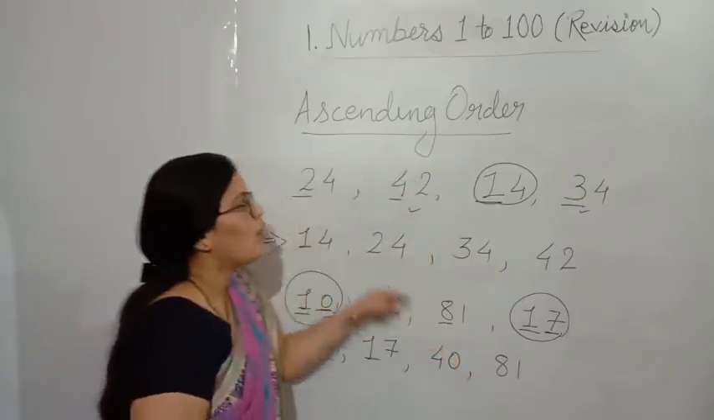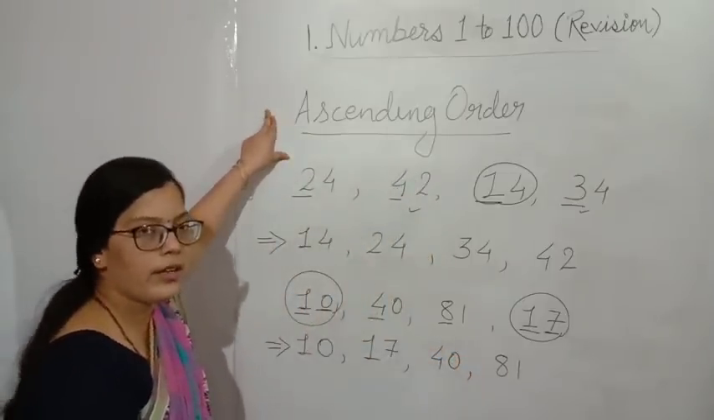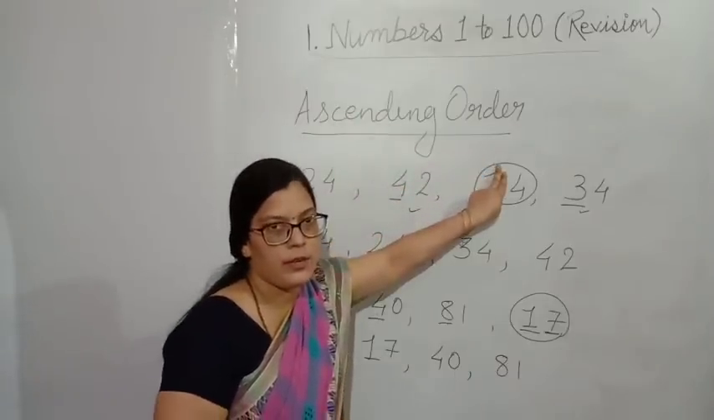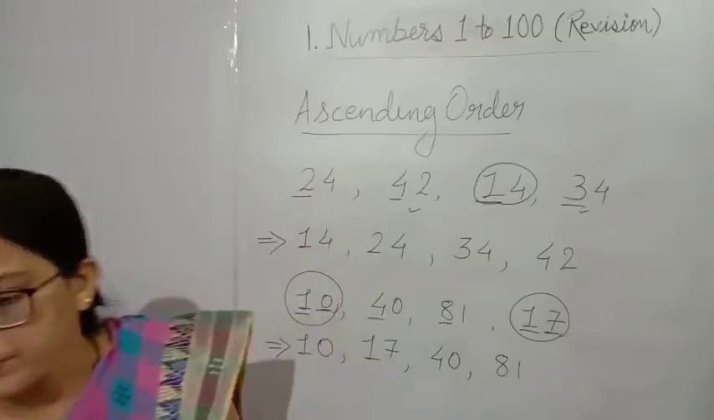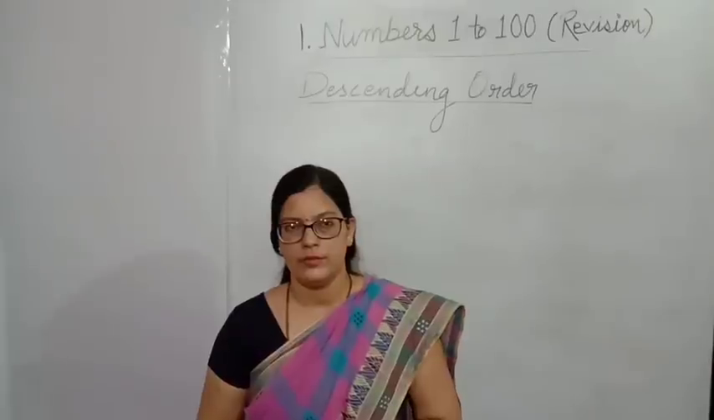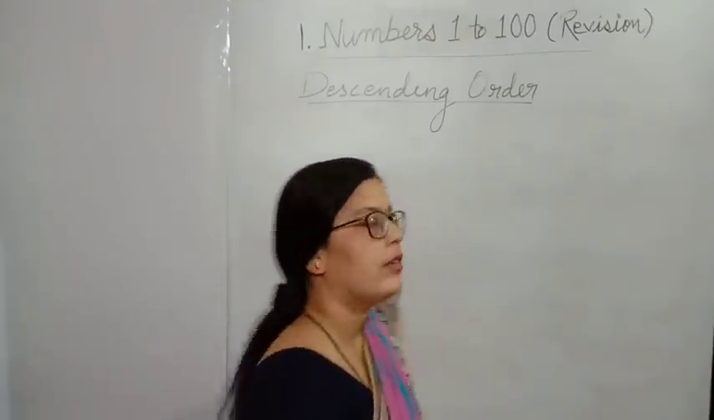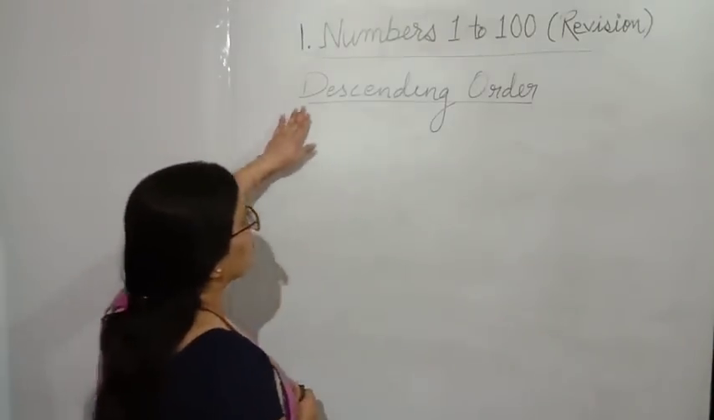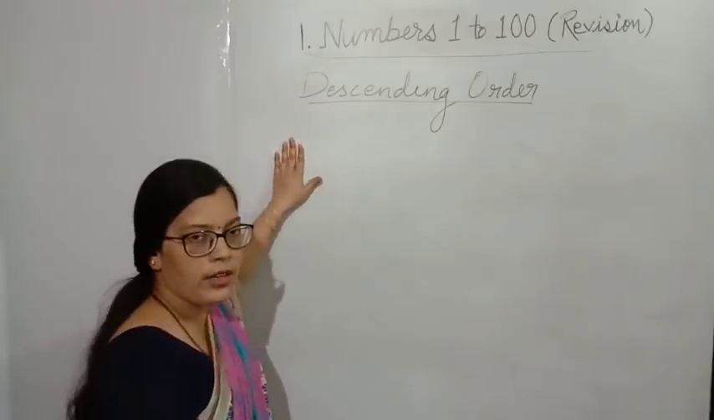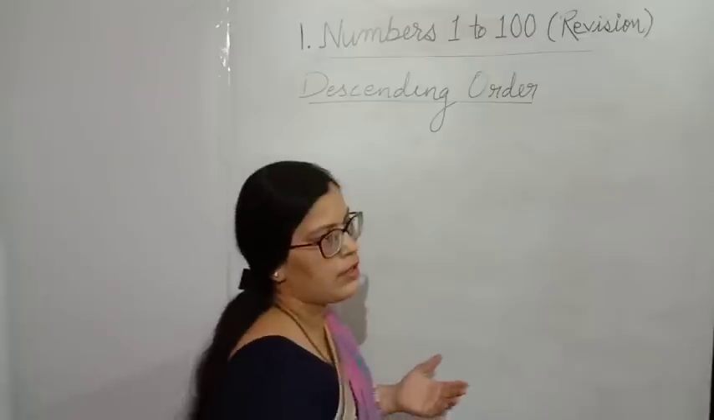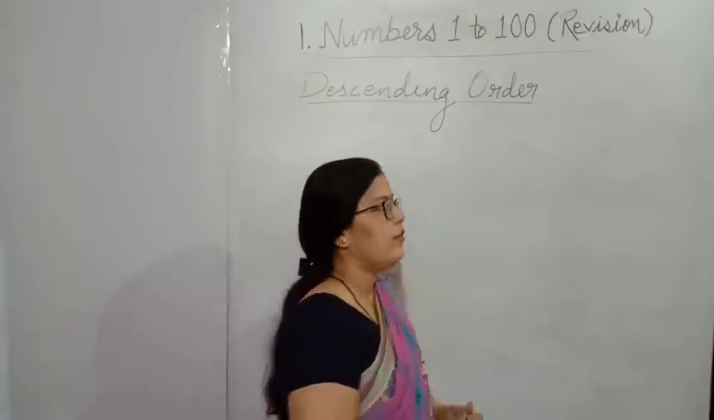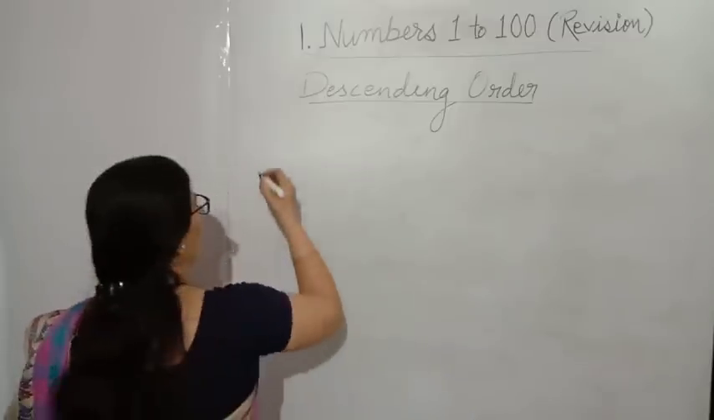So how do we arrange the numbers in ascending order? We arrange from the smallest number to the biggest number. Now our last topic is descending order. In descending order we'll arrange the numbers from the biggest number to the smallest.